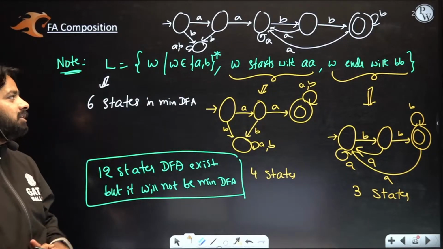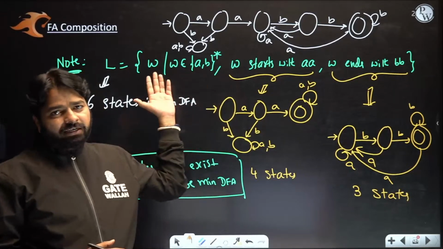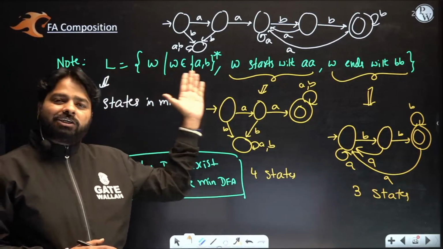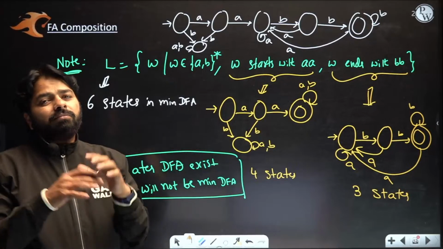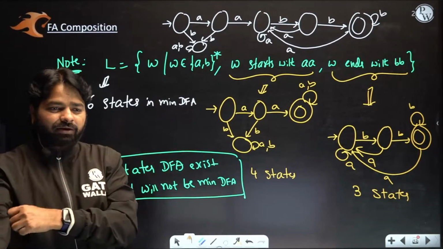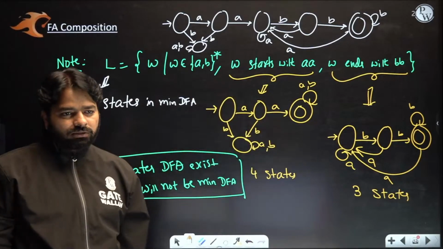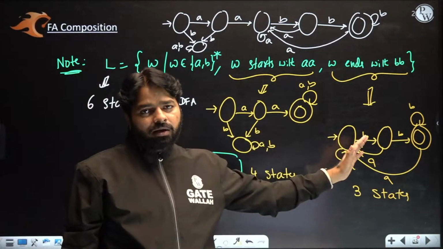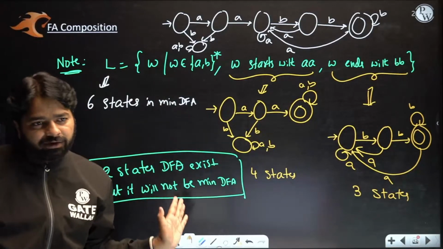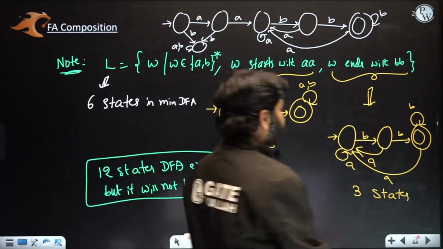Multiplication is not always going to give the minimum DFA. Sometimes, like we have seen in the previous examples, multiplication will give you the minimum number of states in the minimum DFA, but that is not true for all kinds of problems. Of course you have a DFA, but it is not going to be the minimum DFA.